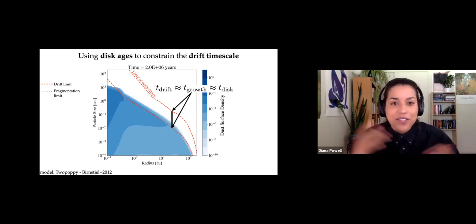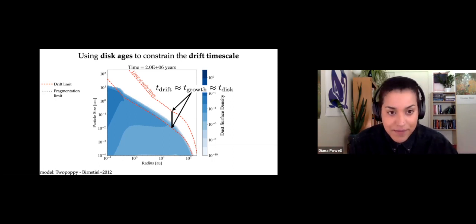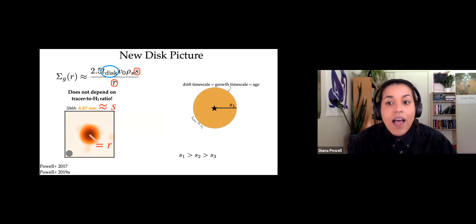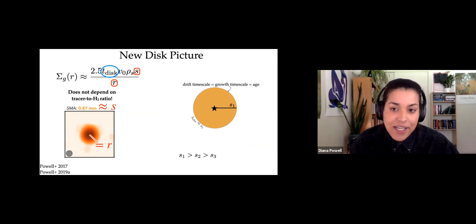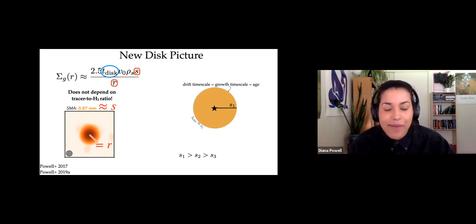But with this, we can now assume that the drift timescale is comparable to the age of the system. And so now we can determine the surface density at a given radius if we know the maximum particle size at that location. So we can infer the particle size if the observed wavelength corresponds to the primary particle size contributing to the observed emission at the disk outer edge. And we can measure the disk size to determine the radius in which these particles are the maximally sized grains. And so this method allows us to derive the disk surface density without assuming a tracer to H2 ratio. And that's because we only care about how fast the particles drift, which depends on their size, and not on how many particles are present.